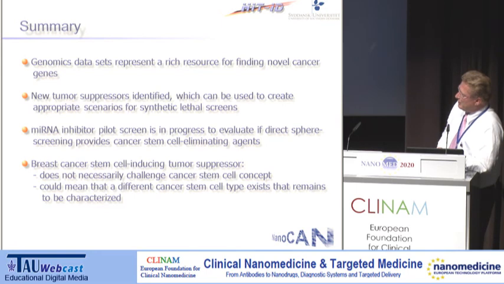But I also told you that we have 1 breast cancer stem cell inducing tumor suppressor. I don't want to be misunderstood. I do not think that this necessarily challenges the entire cancer stem cell concept, but I think it rather could mean that there is still another type of cancer stem cells existing which yet remains to be characterized.